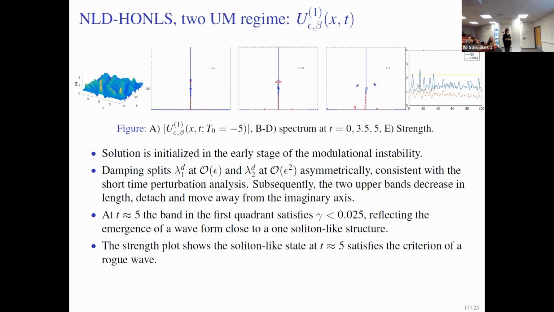I'm sorry, I hope I haven't been saying U1 all the time instead of lambda 1. So lambda 1 has split at order epsilon, and lambda 2 is split at order epsilon squared, and they're splitting asymmetrically, consistent with the analysis. But what you see then is that unlike the previous example, you have these two short bands that appear, and they start to decrease in amplitude and detach and move away from the imaginary axis.